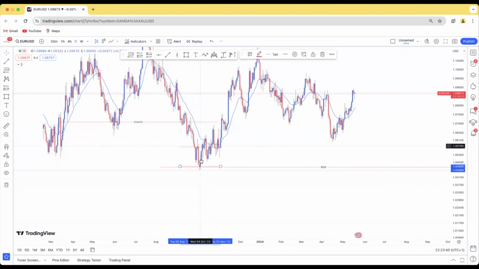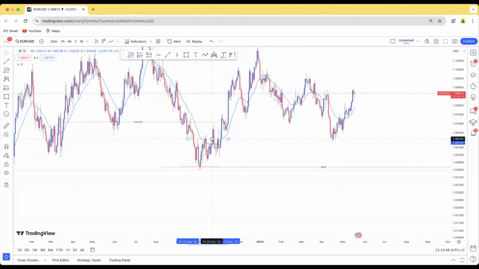You understand me? From this low we had a shift in structure, a change of character, that gave us this high. Remember, it is just a change of character, not yet a break of structure. So price can consolidate in between these levels. Then from this level we had a break of structure giving us this high, and from this level a break of structure giving us this high, and again from this level.